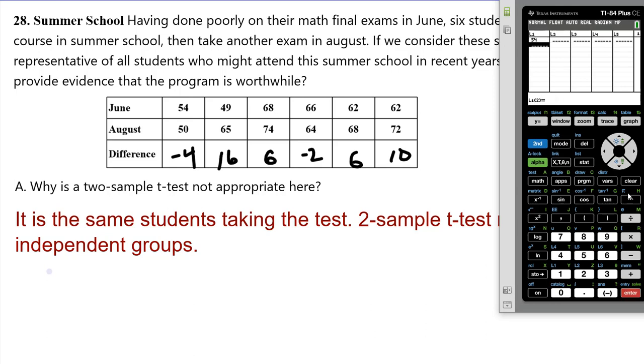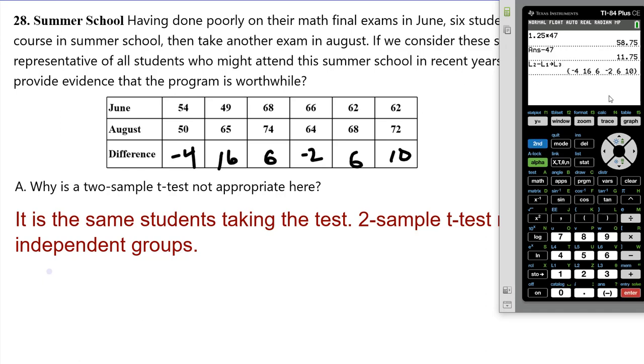All right, so 54, 50, oops, no, 54, 49, 68, 66, 62, 62. Okay, so that's going to be their June scores, and then August would be 50, 65, 74, 64, 68, and 72. And then look, I put in there. All right, so that would be 64. All right, now I'm going to subtract these two. I'm going to do the second list minus the first list. So if I quit out of this, I'm going to do list 2 minus list 1 and store it as list 3.